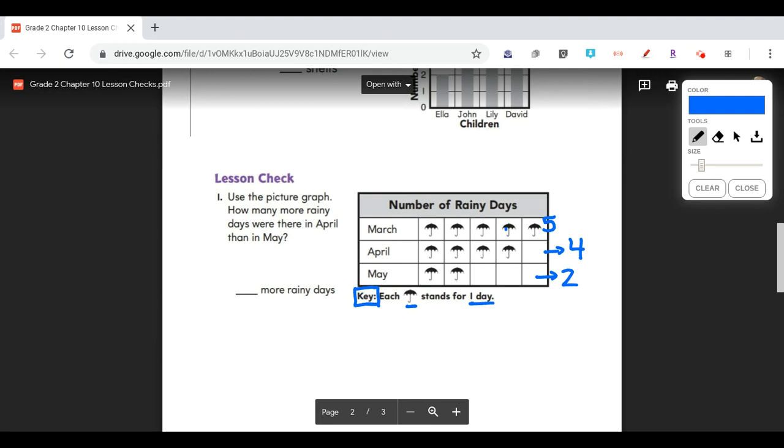So if we're comparing April to May, we have 4 and we have 2. So we want to know how many more rainy days were in April than in May. Well, if we want to know how many more, we're looking for the difference, and difference is when we subtract. So 4 minus 2 is 2. So there were 2 more rainy days. All right, we could be asked other questions, but that's the only one they're asking right now, just for practice.